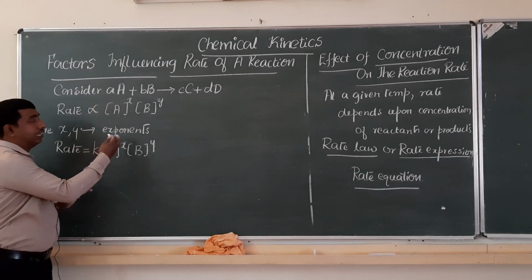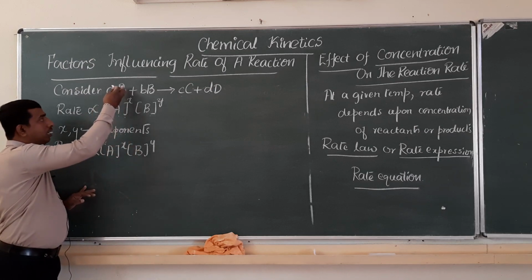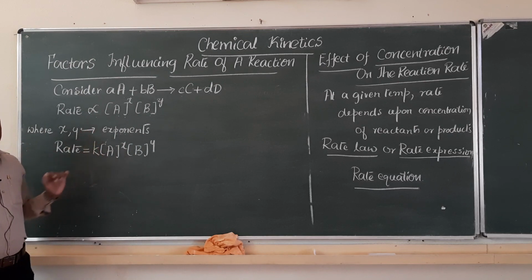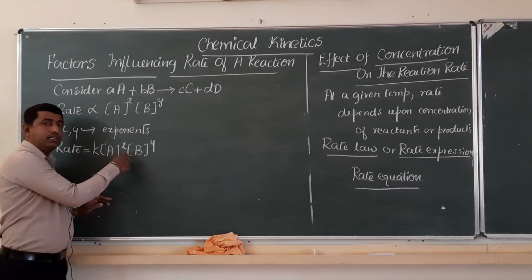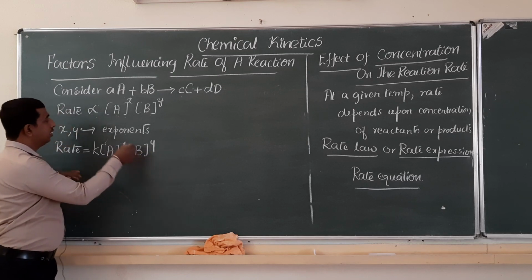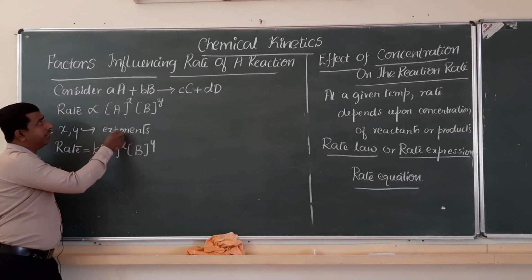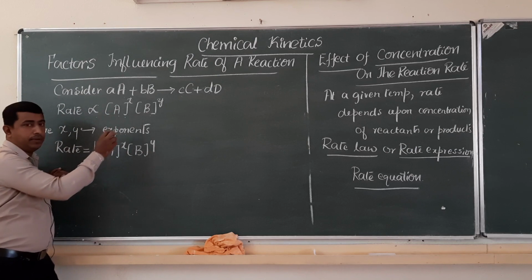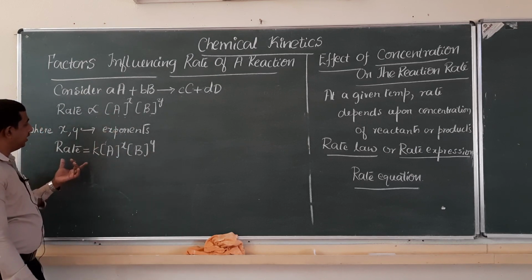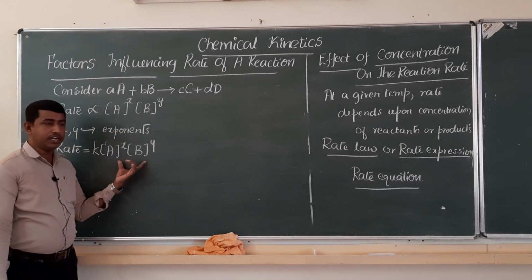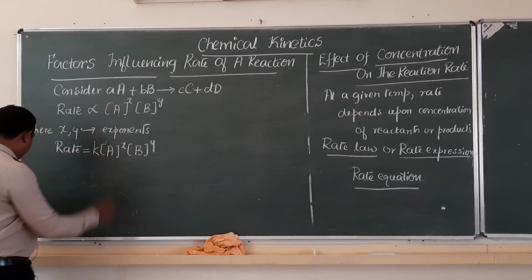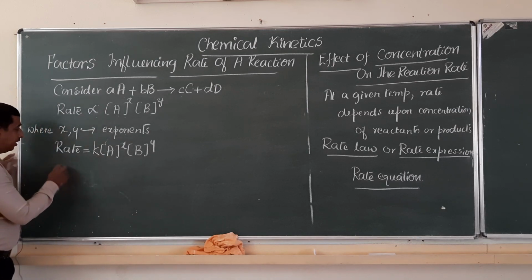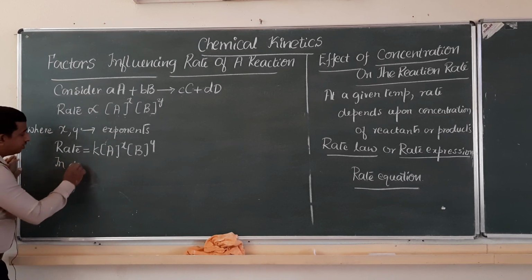It cannot be predicted by looking at the balanced chemical equation. Their values are always obtained from what? From the experimental data, that is by studying the effect of concentration on the reaction rate. See, this expression can also be written in differential form.